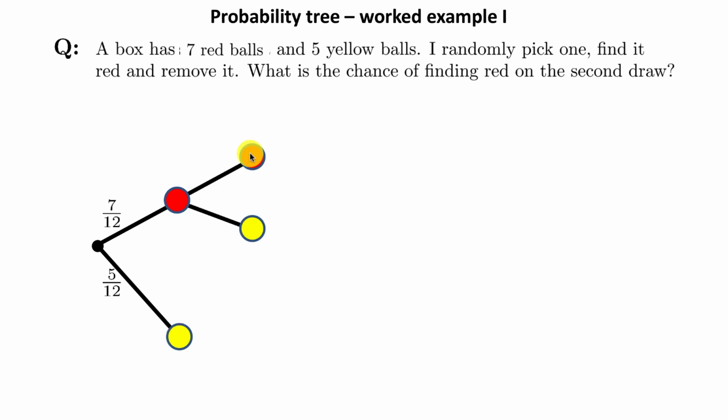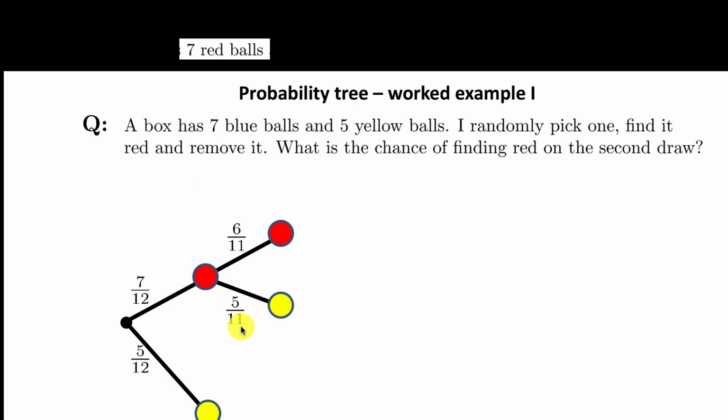Now I take out one more ball. Of course, now there are 11 balls left in total and only 6 red balls, so the probability of finding a red ball on the second draw will be 6/11. Correspondingly, the probability of finding a yellow ball will be 5/11 because I have not taken out any yellow ball.